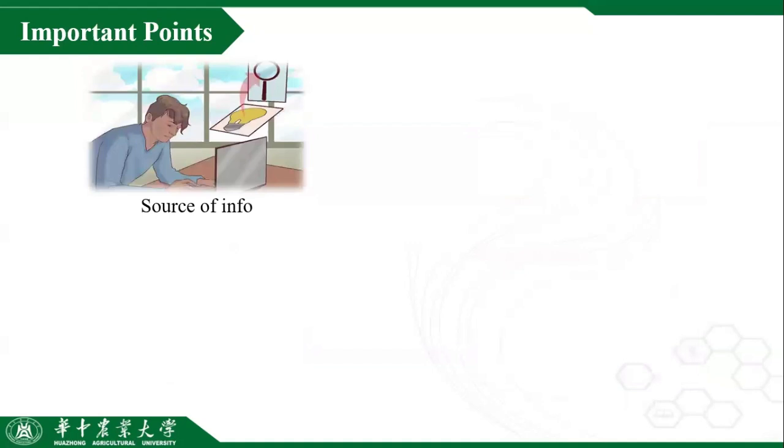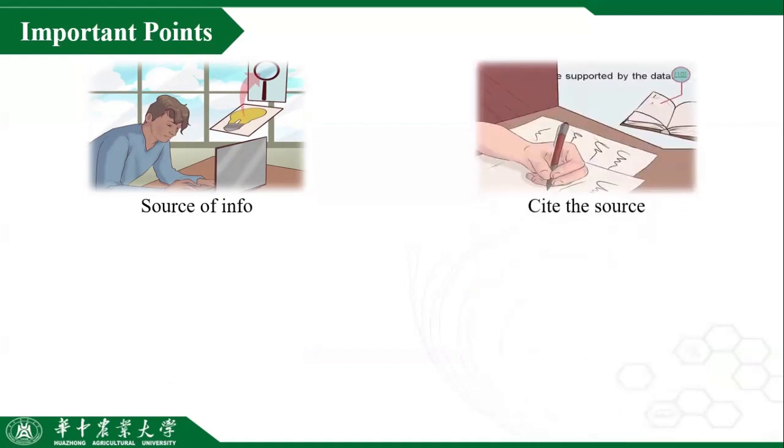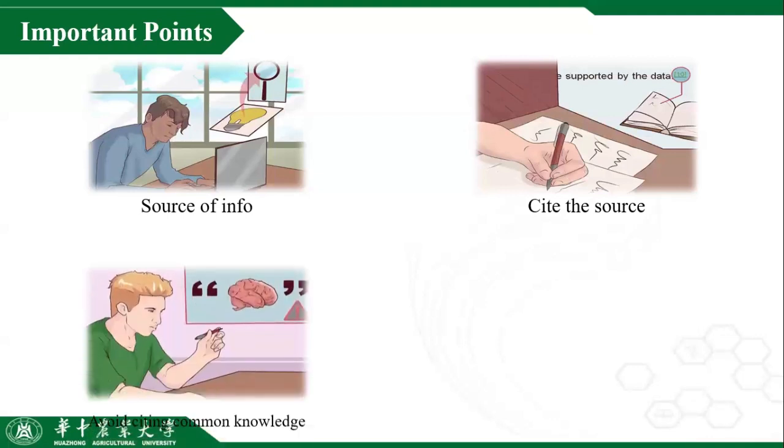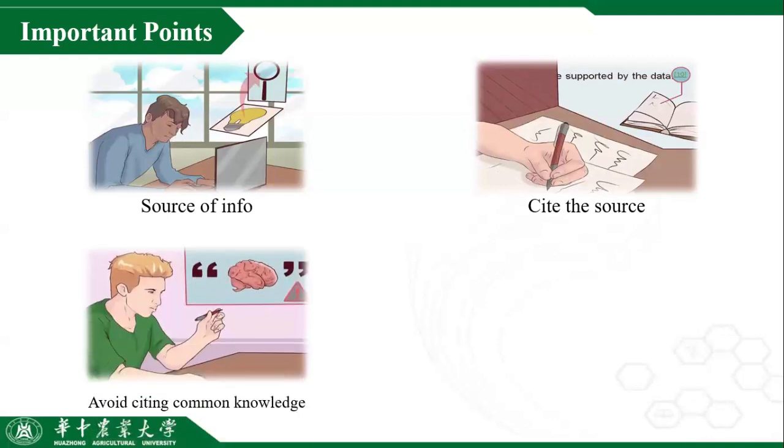Another point, the source of information. We just mentioned that we avoid predatory journals and try to choose only trusted journals. And if you take information from a paper, you have to cite this paper. You have to give credit to the author of this paper and cite this source at the point you take it. Also, try to avoid citing common knowledge.